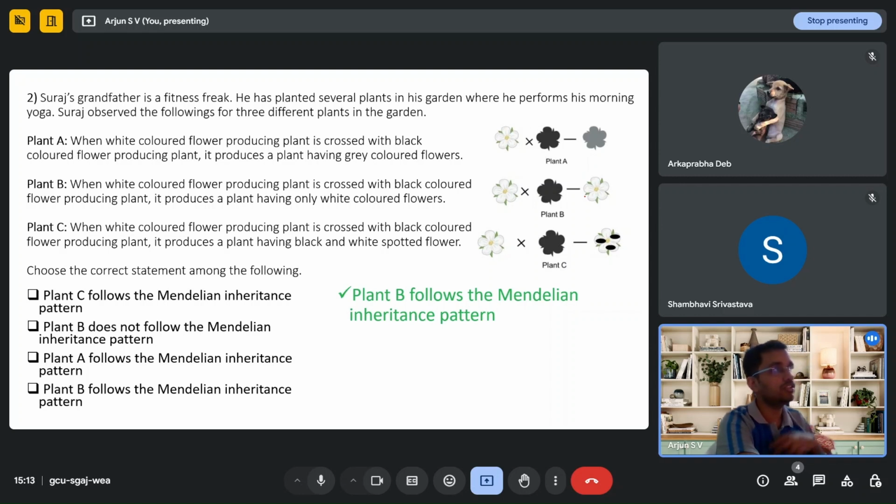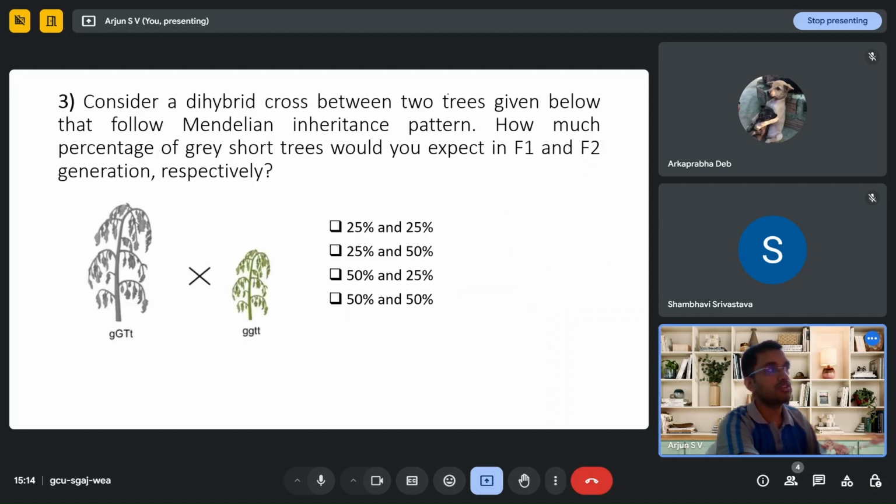So I'll move on to the next question here. So one second. Yeah. Consider a dihybrid cross between two trees given below that follow Mendelian inheritance pattern. How much percentage of gray short trees would you expect in F1 and F2 generation respectively?